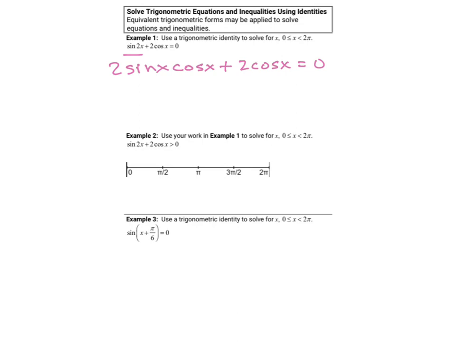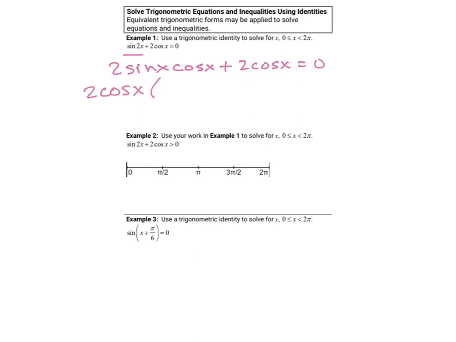Anybody have a next thought? Y'all are wanting to subtract the 2 cosine x? Or what if you divide by... factor? He said he likes that option the best. He said factor cosine x out, because both terms have a cosine of x. Do you see it? Both terms have a 2 cosine x. So let's factor that guy out.